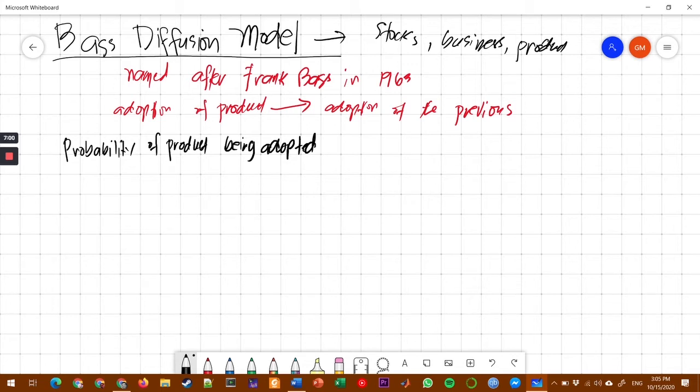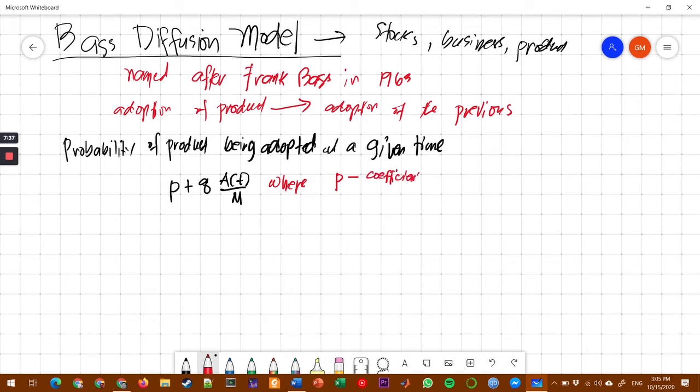So, according to Bass, the probability of a product being adopted at a given time is given by this equation: P plus Q A(t) over N. Where P is denoted as the coefficient of innovation, and Q is the coefficient of imitators, or coefficient of imitation.